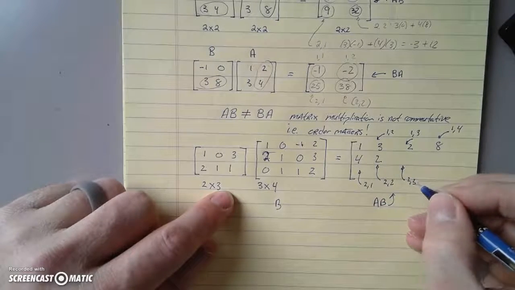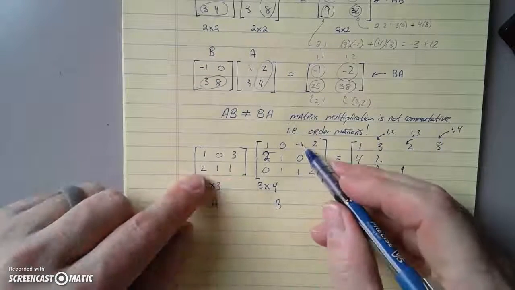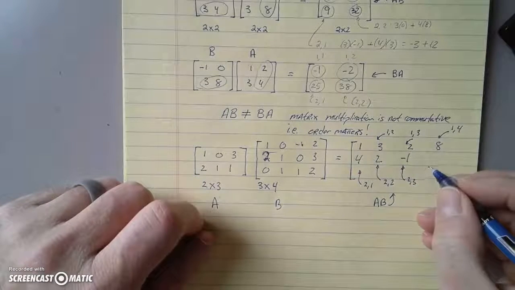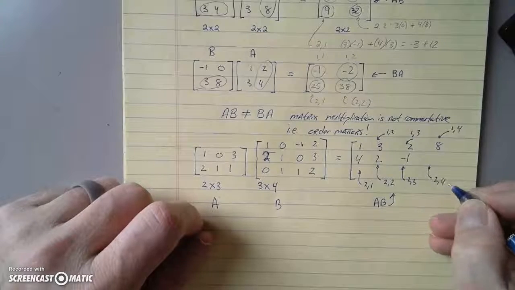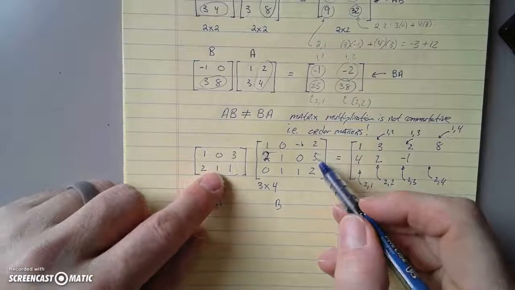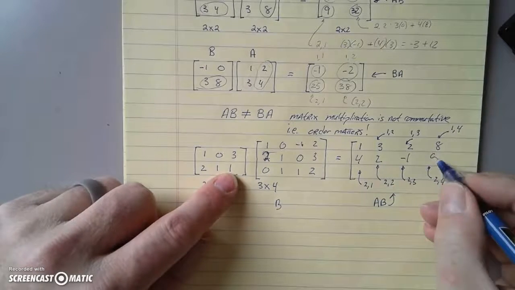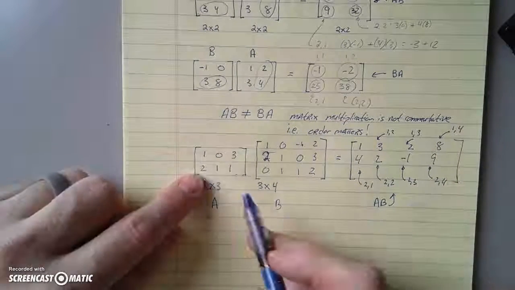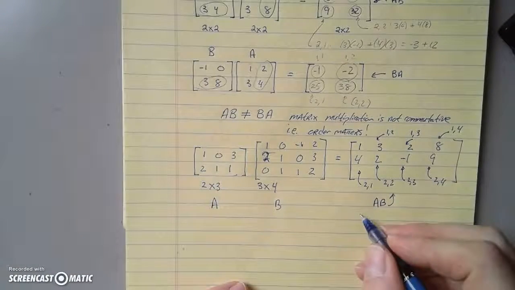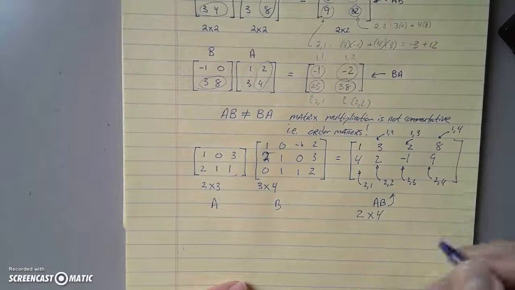Then I go to 2, 3. Second row, third column, I get a minus 2, a 0, and a 1. So minus 1. Then I go to 2, 4. Second row, fourth column, it's a 4 plus 3 is 7 plus 2 is 9. Now there's nothing left to do. I don't have any more rows, I don't have any more columns. The resulting matrix is 2 rows by 4 columns.